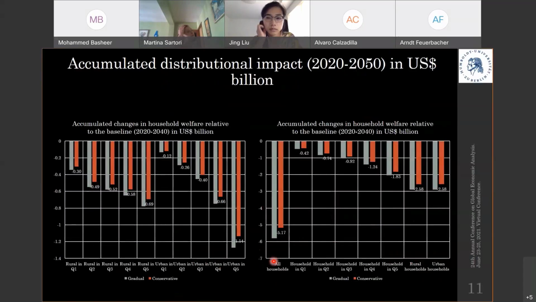Also, we looked at some of the impacts on households, and here we can see that households are going to be impacted, and the household that will be impacted the most in this case is the urban households.